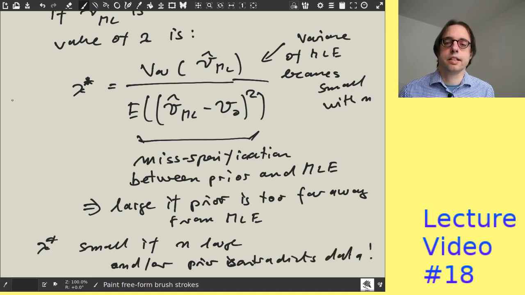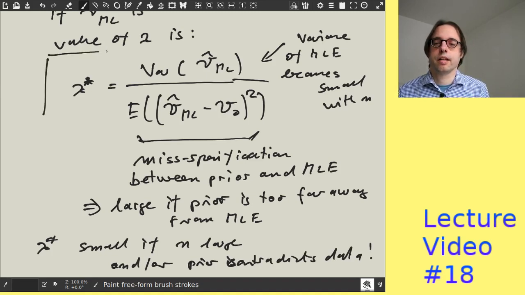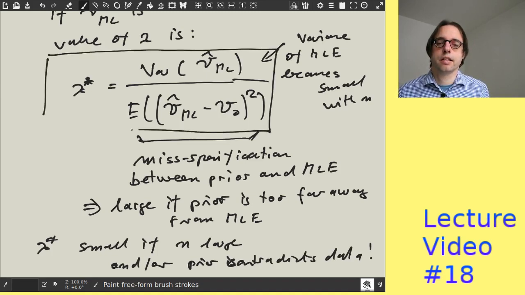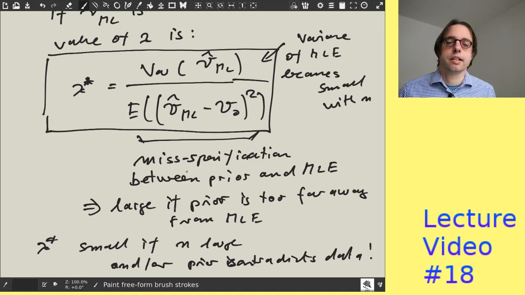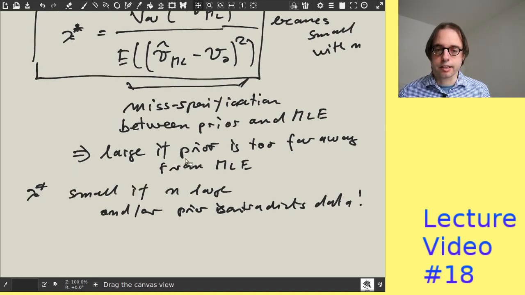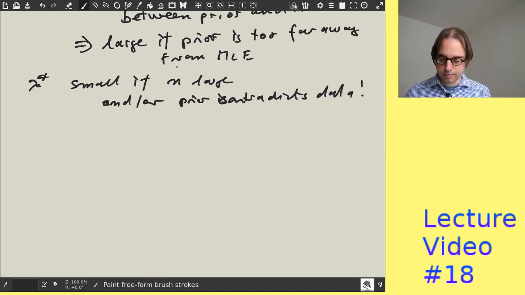So that is the idea. So you can find expressions of the optimal intensity in terms of the variance of the maximum likelihood and the misspecification of the prior and the maximum likelihood estimator. And a famous example of this is the James-Stein estimator.